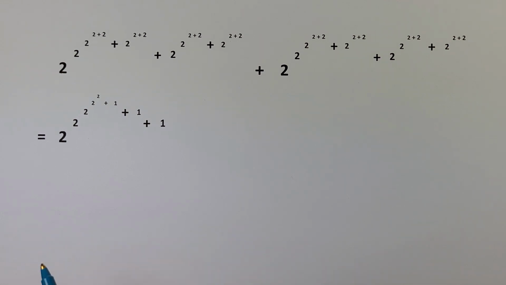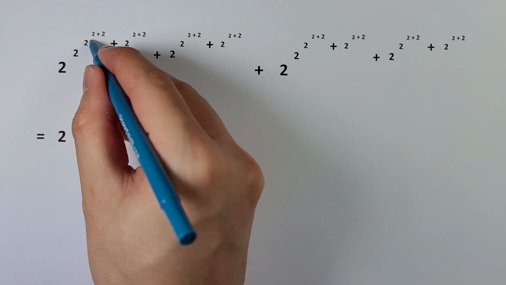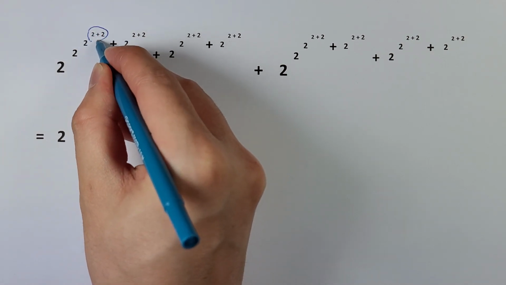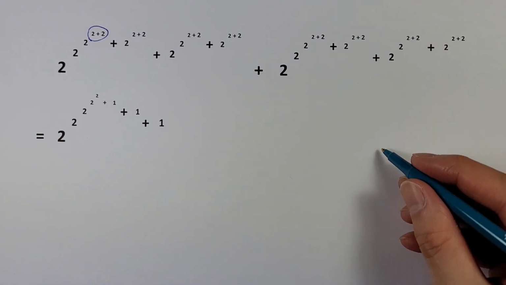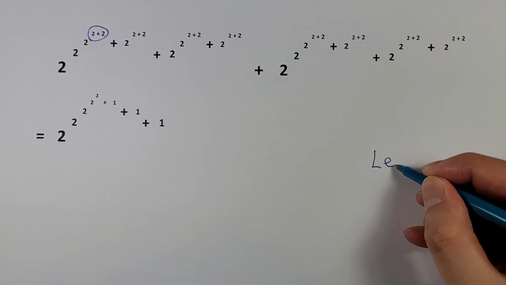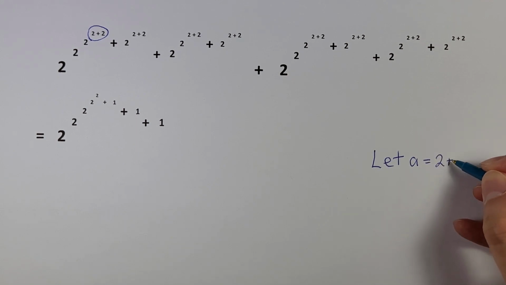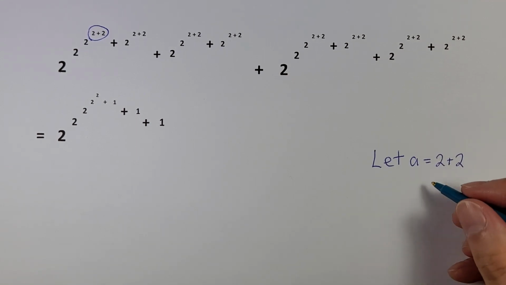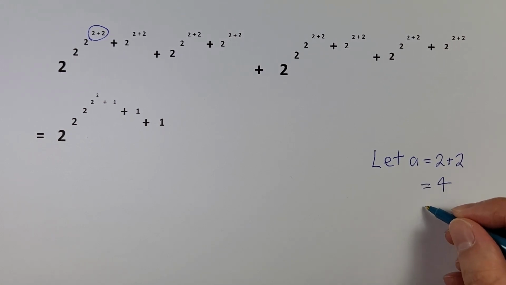So the first thing I'm going to do is let A be this number here that I just circled. So I'm going to let A equal 2 plus 2. Simple enough. We just write this as 4, and we can, in fact, rewrite this as 2 squared.